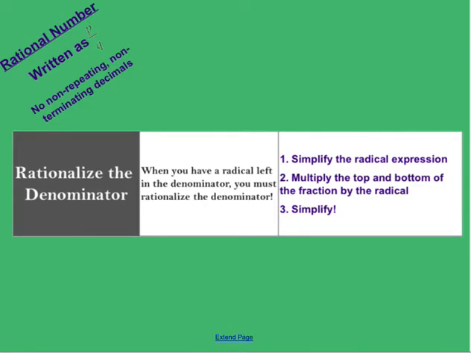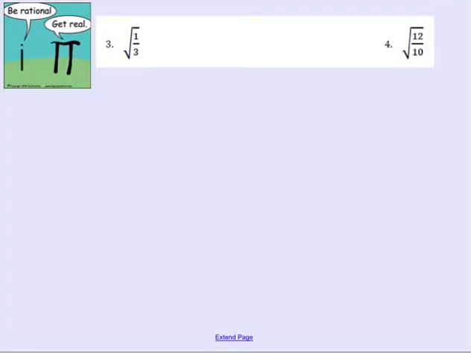Now remember, if you multiply by the same number over itself, that's equal to 1. So we're really not changing the value of the problem here. And then after that, you're going to go ahead and simplify. So let's take a look at an example of that. So I have the square root of 1/3. So the first thing I'm going to do is split it up. Then I'm going to see, okay, can I simplify 1 or 3 at all?